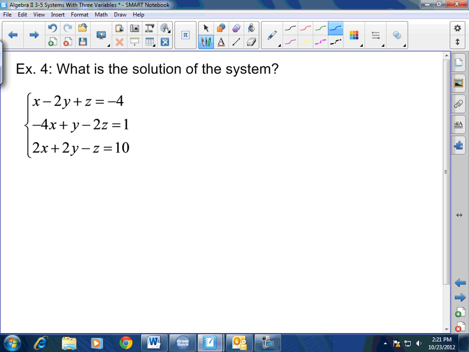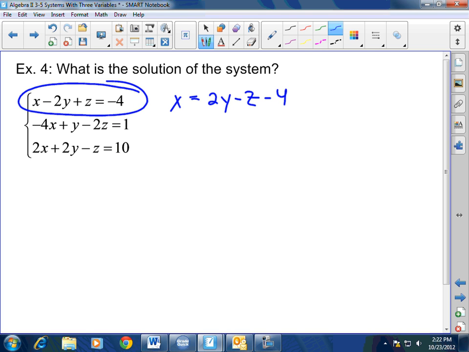Okay, sorry about that. Okay, so here, I'm going to use this one. And me personally, I'm just going to solve for x. So x equals 2y minus z minus 4. Is everyone with me there? Yeah? Okay, now, let's plug this x into this one here.